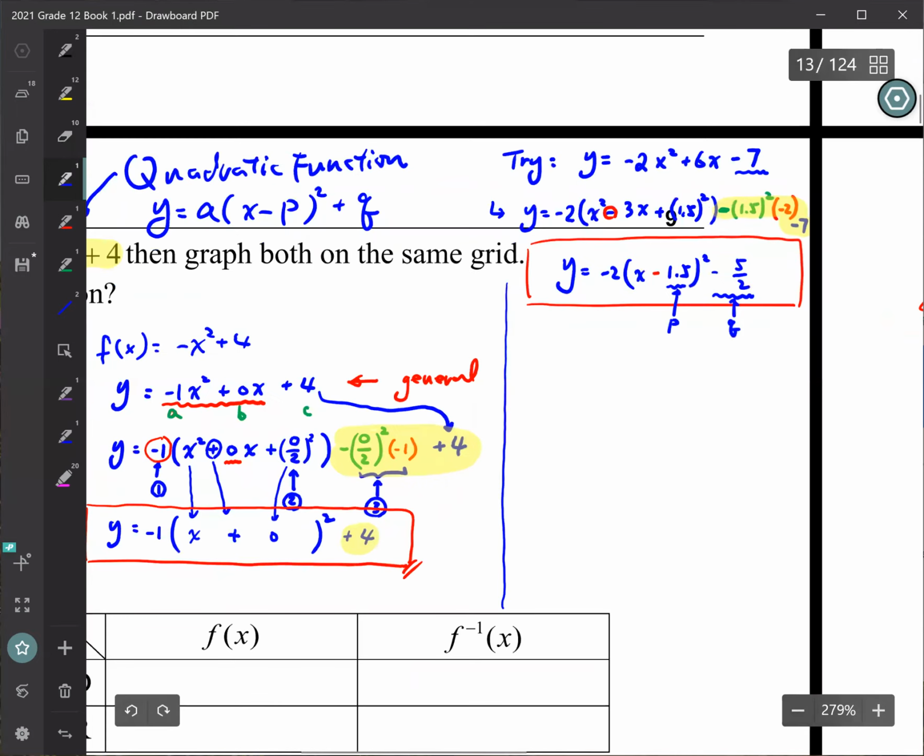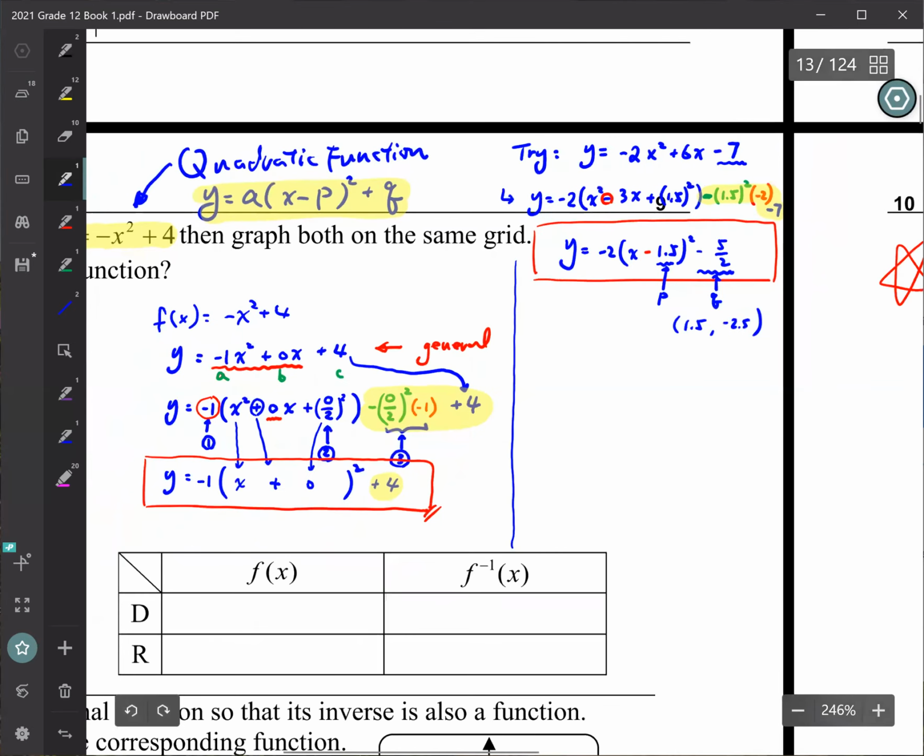If you compare with the form on the top, P is always after the minus sign. Q is whatever that's outside behind the square. So that tells us our vertex is at 1.5 and negative 2.5, right? 5/2, 2.5. Any questions? Okay, so go back to the question now.